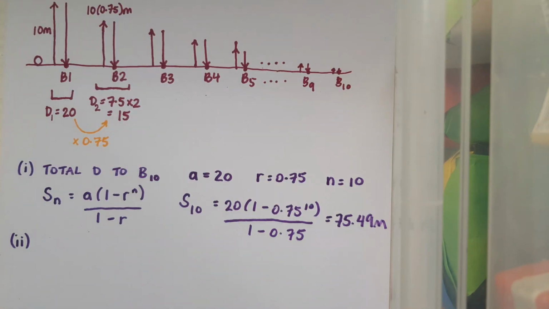In part 2, I want to find the total distance travelled by the ball before it comes to rest. So I'm going to assume that it infinitely bounces and I'm going to find the sum to infinity. The sum to infinity is A over 1 minus R.